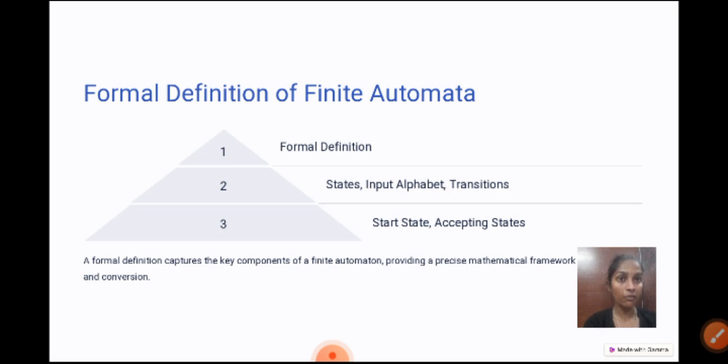Formal definition of finite automata. A formal definition captures states, input alphabet, transition, start state and accepting states. It captures the key components of the finite automaton, providing a precise mathematical framework for the analysis and the conversion.